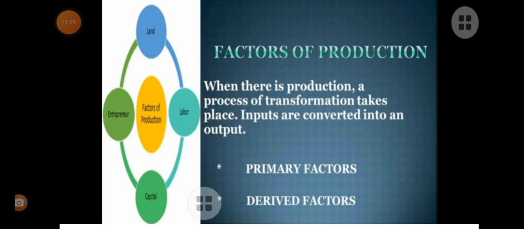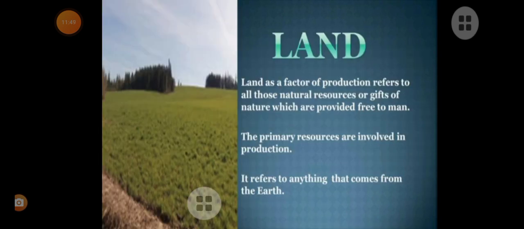Basically, inputs have less value. When you put the input into the process, the output will become high value. They are called factors of production. There are two important factors: one is primary factors, another is derived factors. There are several varieties of primary factors and derived factors.